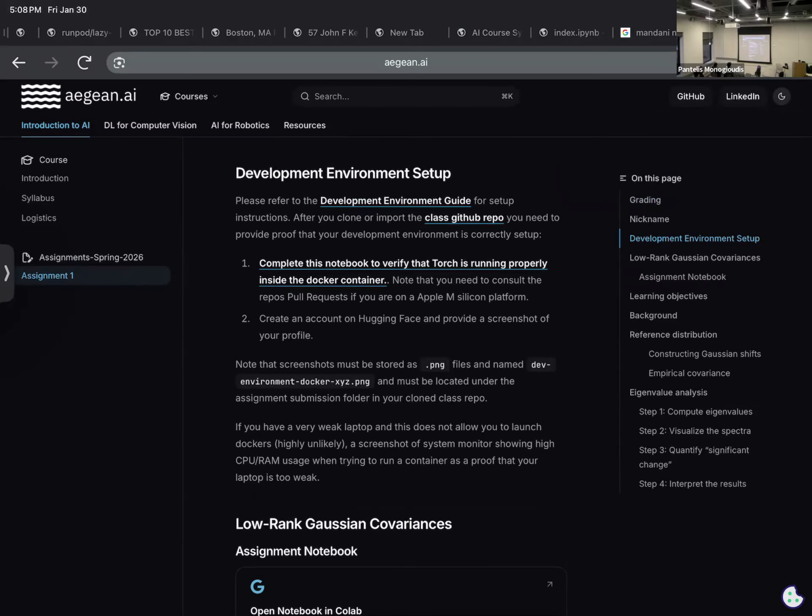Development environment. Who set up already the development environment? I want to see hands. One person out of the whole class set up the development environment. Two. Okay. All right. Still around 5%. So make sure that, when is the assignment due? February 8th, which is next Sunday.